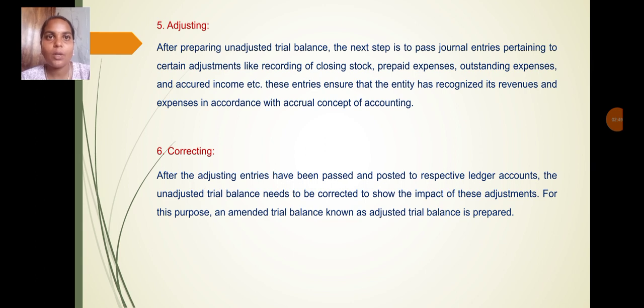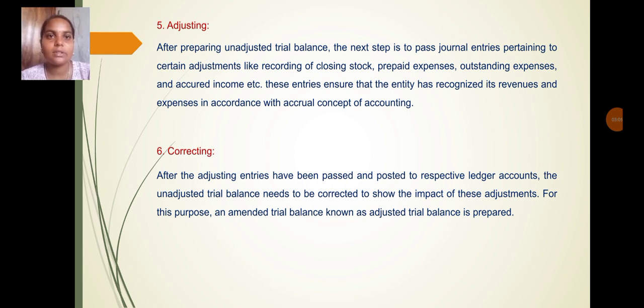Adjusting. After preparing the unadjusted trial balance, the next step is to pass journal entries pertaining to certain adjustments like recording of closing stock, prepaid expenses, accrued income, etc. These entries ensure that the entity has recognized its revenues and expenses in accordance with the accrual concept of accounting.